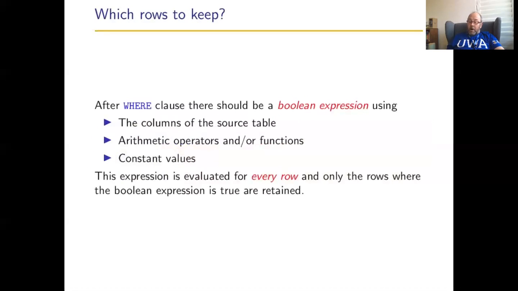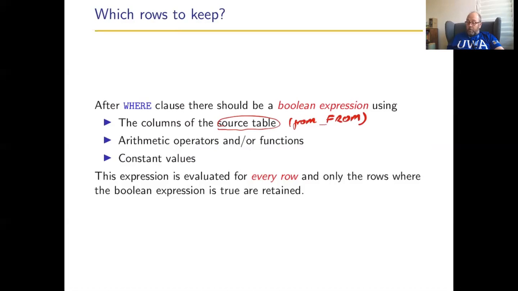Okay, so after the where clause then, there should be a Boolean expression which can use any of the following things. The columns of the source table, in other words, the names of the columns, they're variables. They'll be given a particular value when each row is processed. When I say the source table, I mean the initial table that was constructed by the from statement. So you build up a Boolean expression that will involve the names of the columns.